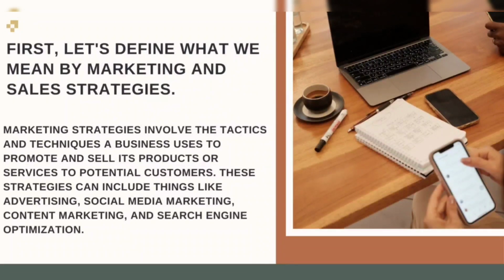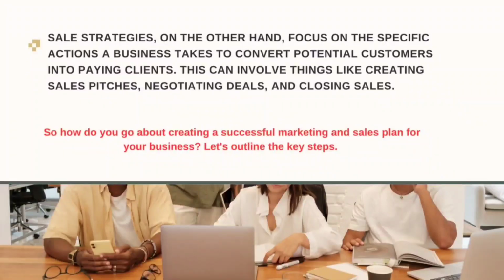First, let's define what we mean by marketing and sales strategy. Marketing strategy involves the tactics and techniques a business uses to promote and sell its products or services to potential customers. These strategies can include things like advertising, social media marketing, content marketing, and search engine optimization. Sales strategy, on the other hand, focuses on the specific actions a business takes to convert potential customers into paying clients. This can involve things like creating sales pitches, negotiating deals, and closing sales.